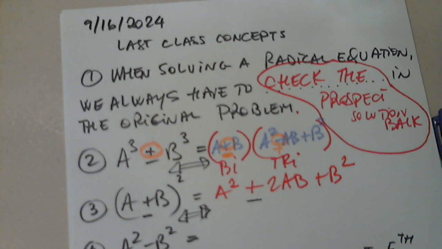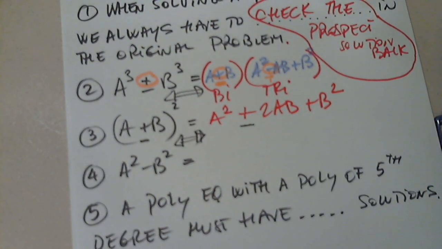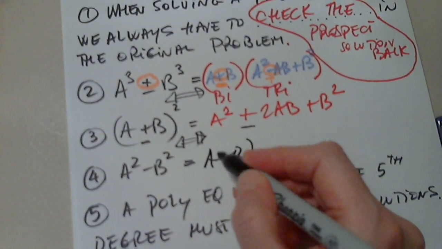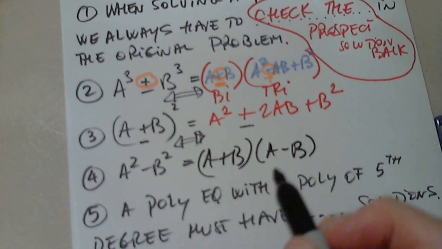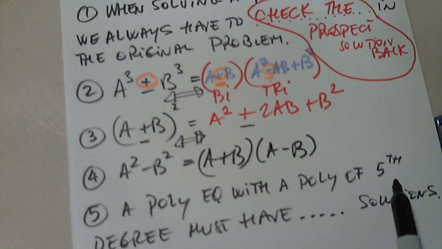Okay, a squared minus b squared. Can anyone tell us how to factor that? Anyone, please? Would it be A plus B, A minus B? Exactly. Good. Let's suppose we solve a polynomial equation, and the polynomial in that equation has degree 5.